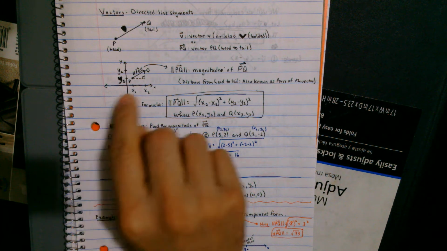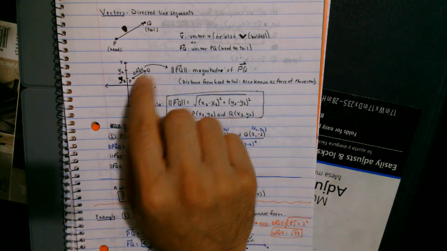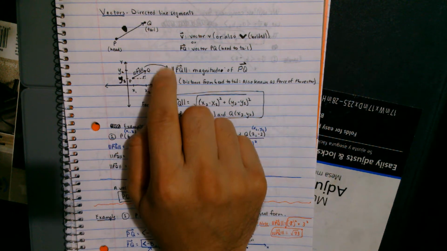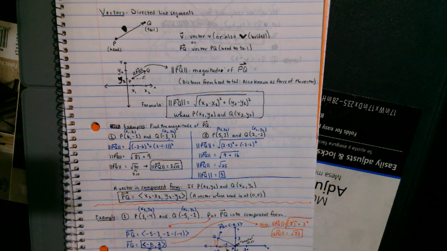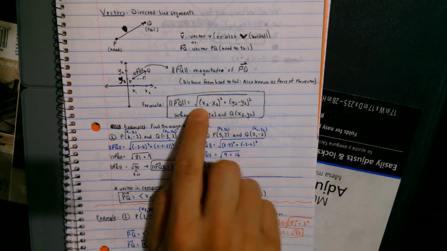Now, the distance from head to tail is called the magnitude. You can have two absolute value bars around this. Some textbooks have one absolute value bar around it. It just depends on the notation. It's kind of like absolute value, the distance from one end to the other. So it's a distance formula.